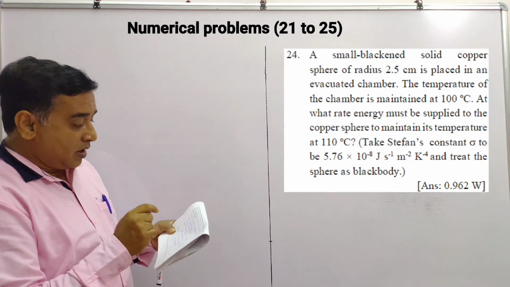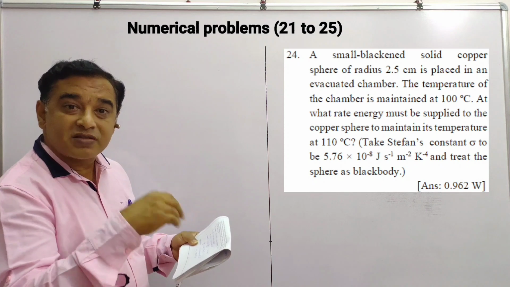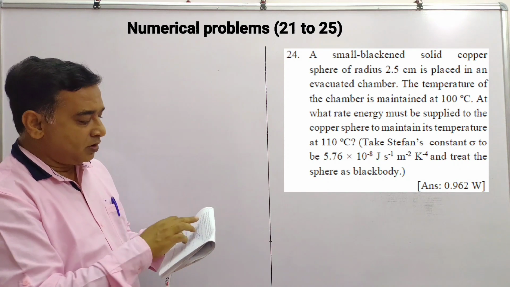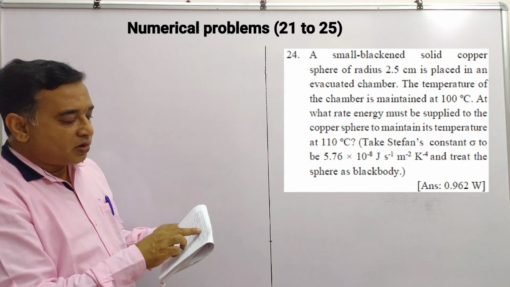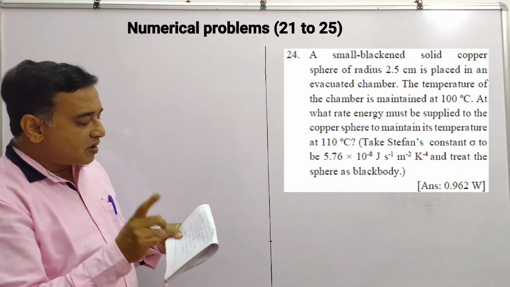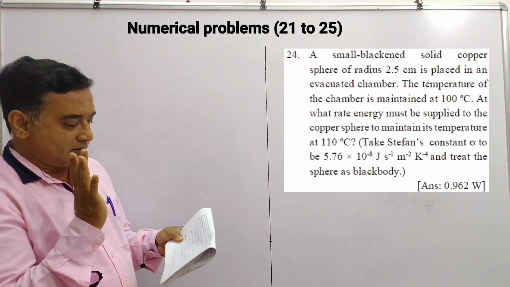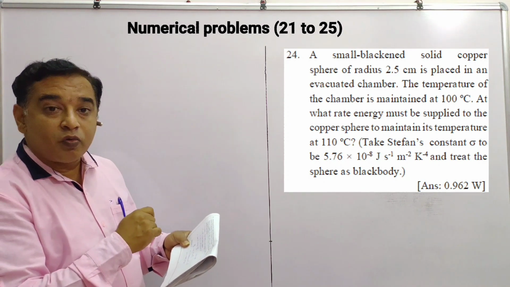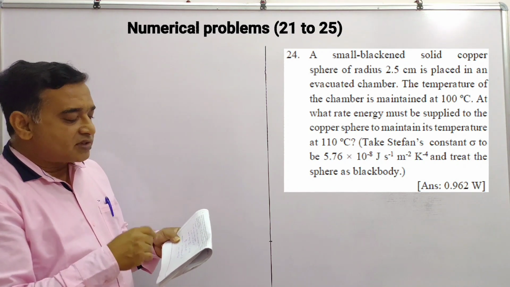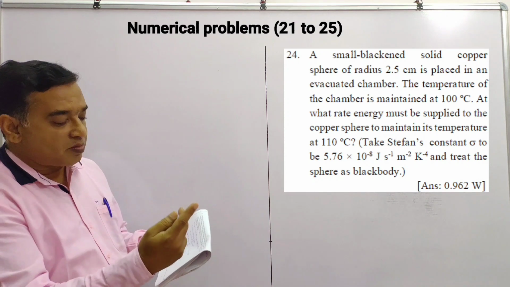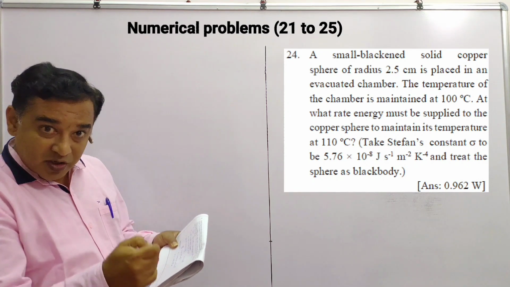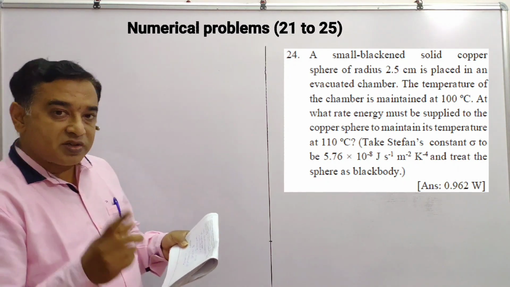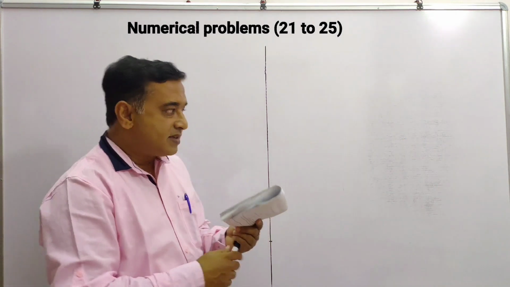See, at what rate? Q is just the radiation, but dQ upon dt is nothing but the rate of radiation, or energy that must be supplied to the copper sphere to maintain its temperature at 110 degrees Celsius. Obviously the surrounding temperature is given as 100 and we have to keep the body at 110 degrees Celsius. So take Stefan's constant, that is 5.67 into 10 raised to power minus 8 joule per second meter square Kelvin raised to power 4, and treat the sphere as a black body. Obviously it is a black body, means E is equal to 1.